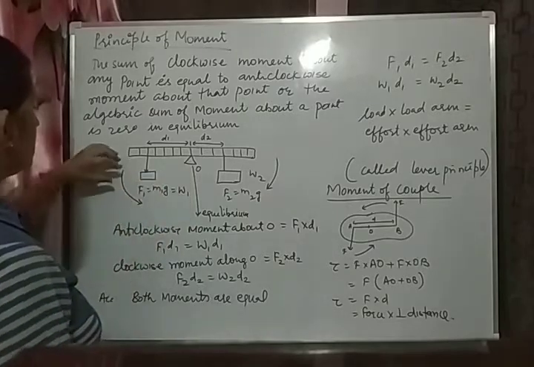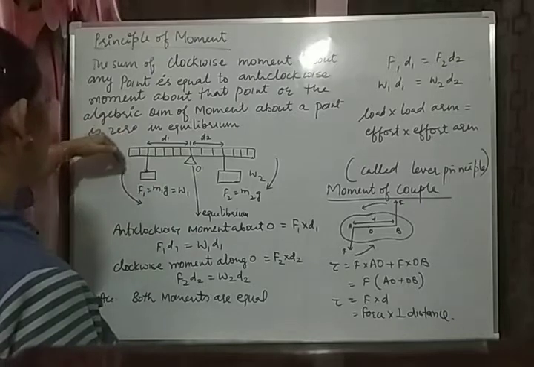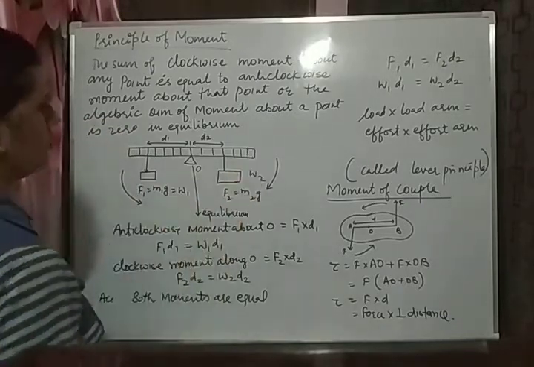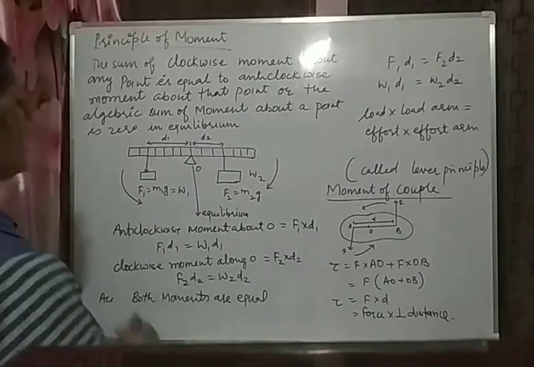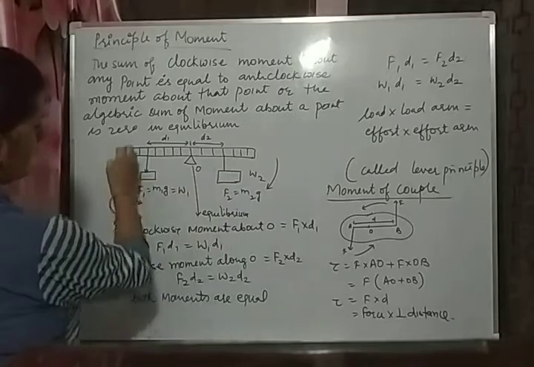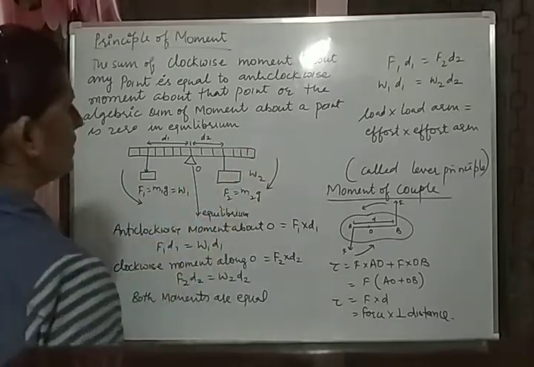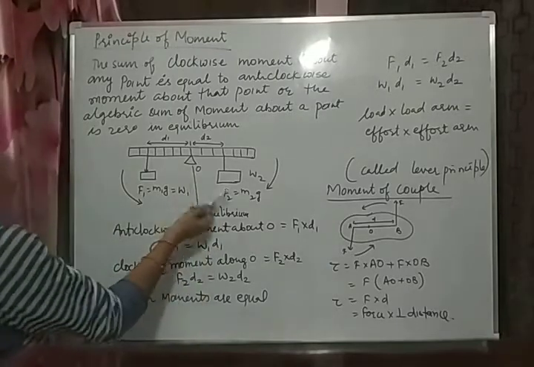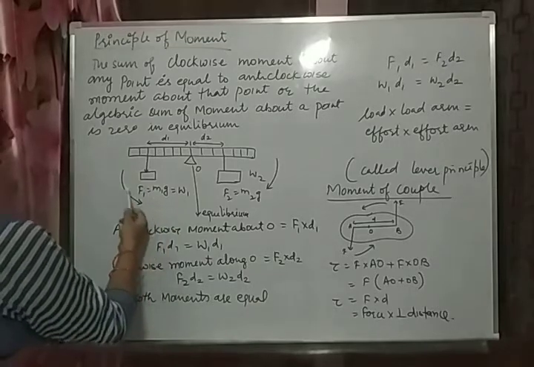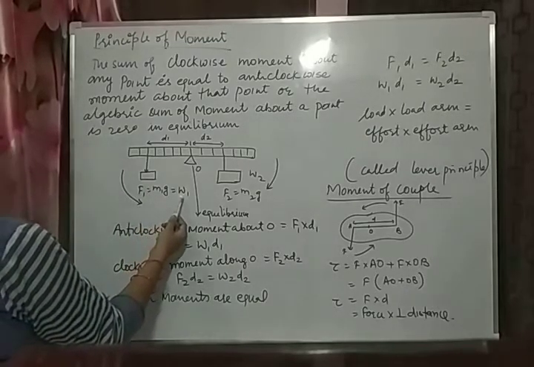Here two types of moments are produced, one anti-clockwise and another clockwise. According to the principle, if the system is in equilibrium, then the anti-clockwise moment and the clockwise moment are the same. To prove this, we can write the anti-clockwise force F1 is equal to m1 into g, which is equal to W1.